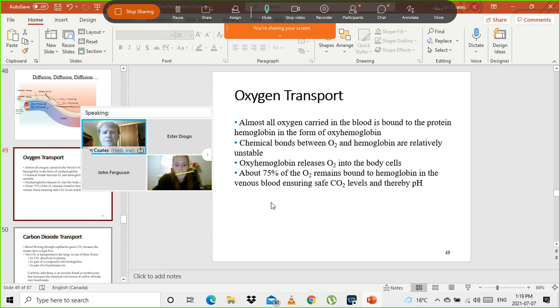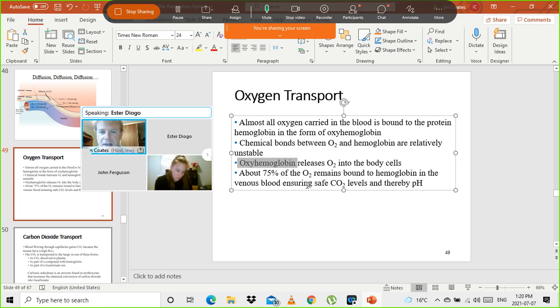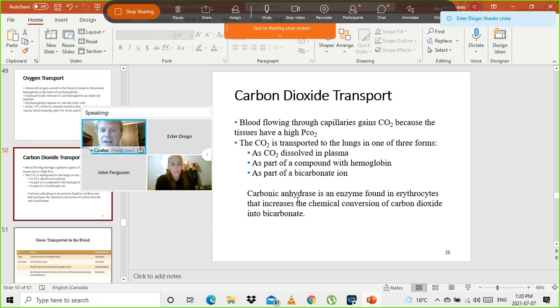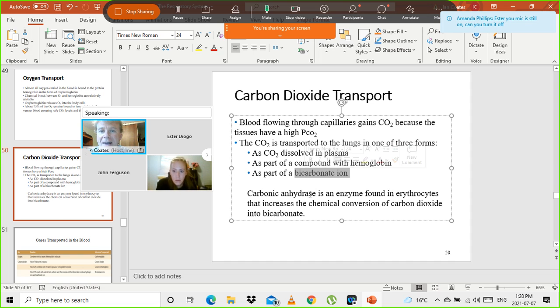Oxygen transport: almost all oxygen carried in the blood is bound to hemoglobin. Okay, the chemical bonds between the O2 and hemoglobin are relatively unstable. Oxyhemoglobin, okay, I like that. Carbon dioxide is transported by, you'll remember, the enzyme that changes it into a bicarbonate ion.